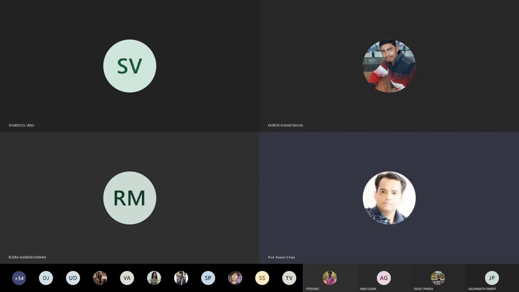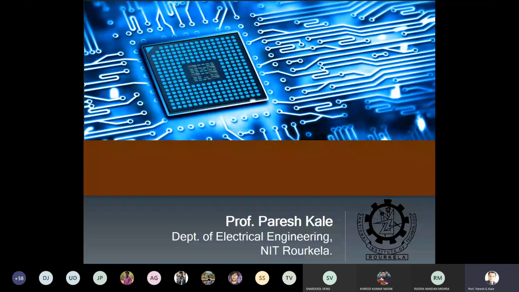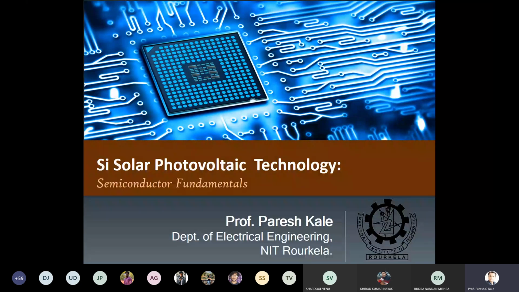It will not be pure. It will have some impurity. Anyway, so now both of these, of course, silicon as well as the impurity, how it is going to work. In this particular chapter, we are going to see the semiconductor fundamentals.